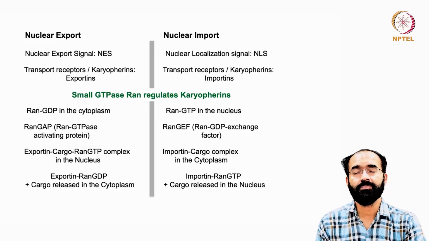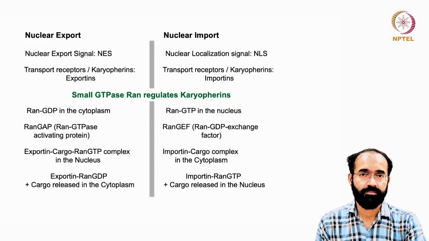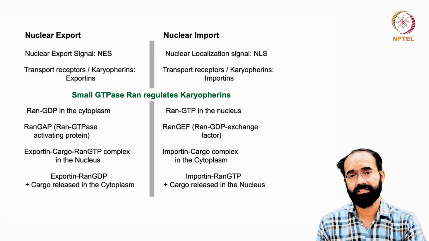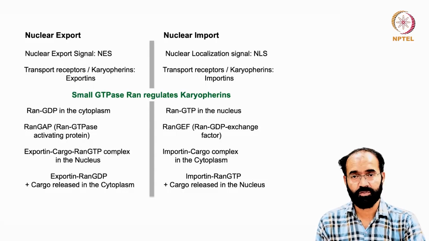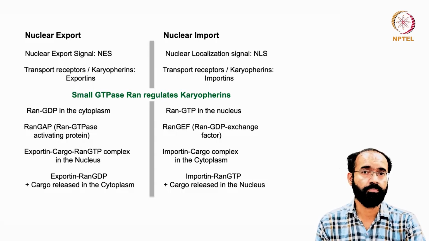GTP is something similar to ATP, which yields energy when the phosphate is cleaved. TP means triphosphate, it has three phosphate groups: alpha, beta, gamma. Usually the third one is cleaved, and you end up getting GDP and phosphate. This breakage of the bond releases energy, which is utilized for various biological functions.